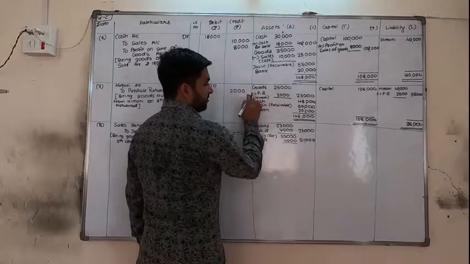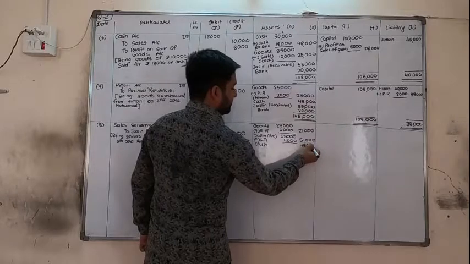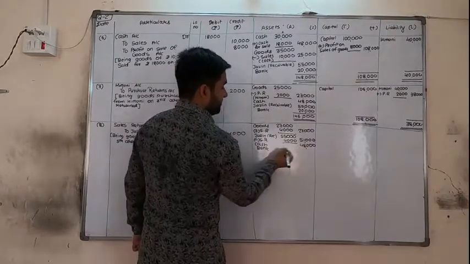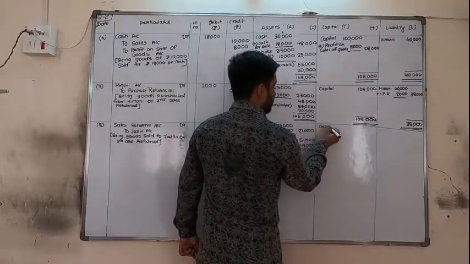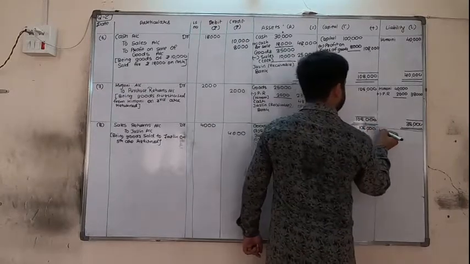Other things are same. Cash will be 48,000 only. Then Jocelyn has come. Now bank will be 20,000. Then capital will be 1,08,000. And Himani will be 38,000.